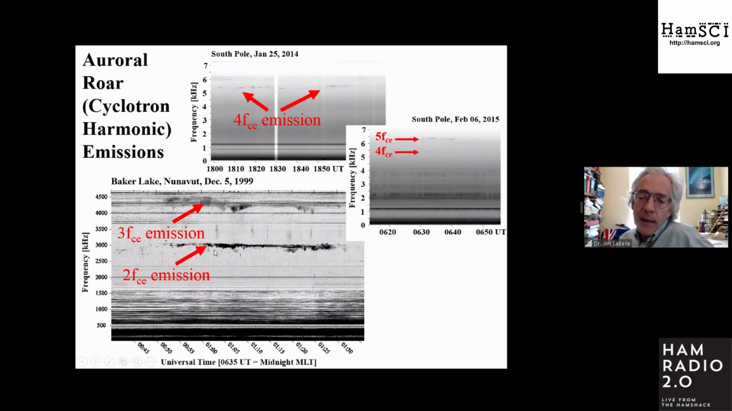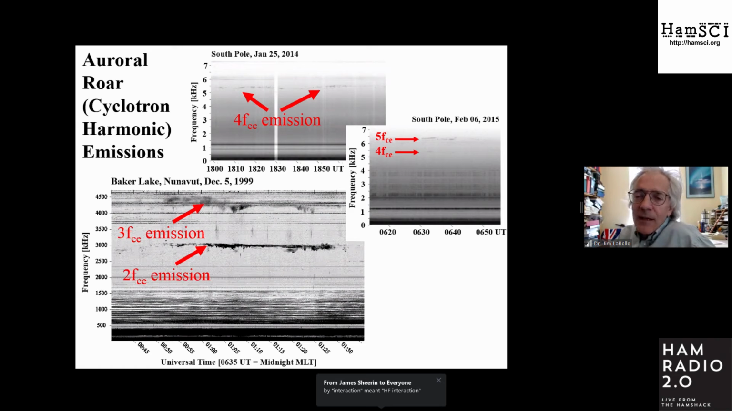The most commonly observed one is the 2FC, twice the cyclotron frequency, but these other ones are also observed. One thing interesting about these harmonic emissions is that the higher emissions, the 4 and 5 FCE emissions, occur favorably during the daytime, okay? Whereas the 2 FCE emission, the 3 megahertz emission, occurs favorably at nighttime.